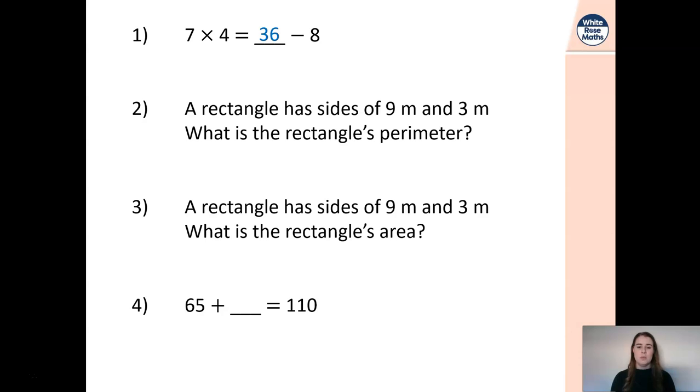A rectangle has sides of 9 and 3. What is the perimeter? We know the perimeter is the length all the way on the outside, so if we add 9 and 3 that gives us 12. That's only half of our side, so we have to multiply it by 2. Therefore our answer is 24 metres.